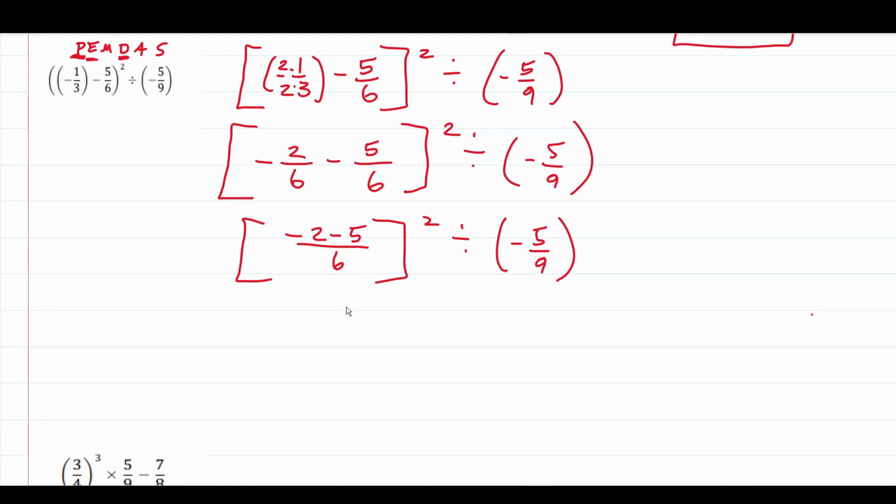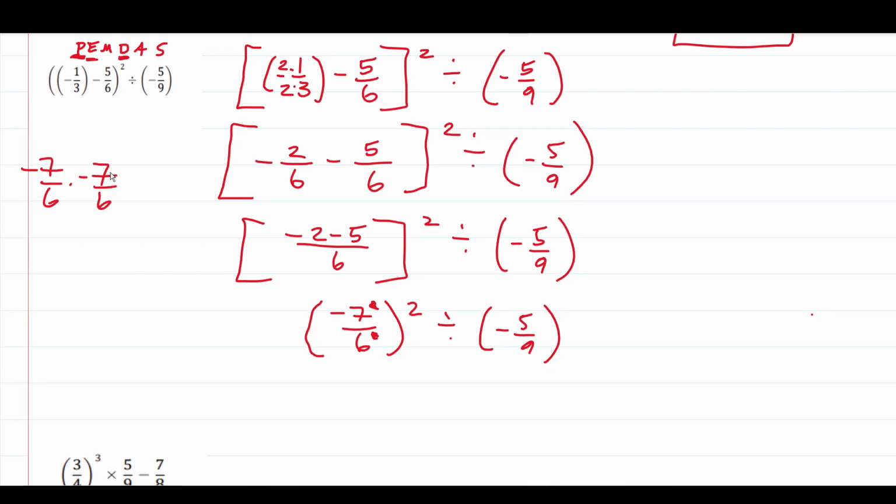Again, this is pretty easy to do. This becomes, and I'm going to get rid of those big brackets. Negative 2 minus 5 is negative 7/6. Again, this is squared, divided by negative 5/9. All right, so again, you could either regard this as negative 7/6 times negative 7/6, which I'm going to do off to the side, or you could just bring that square here and here. It's really up to you. But this is negative 7/6 times negative 7/6. A negative times a negative is a positive.